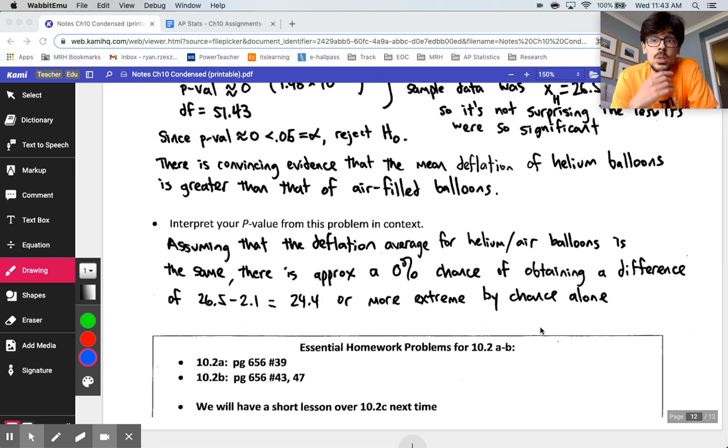And the last thing I asked you to do there is just interpret our p-value. And that was a script we learned back in chapter 9. So assuming H0 is true, so assuming that the two types of balloons deflate on average at the same rates, the probability of getting a difference between 26 and 2, that large, is basically 0. The probability of that being just due to chance. So just a nice little review of p-value to finish off the lesson there.